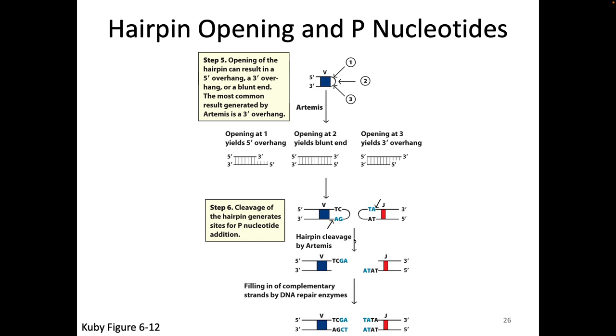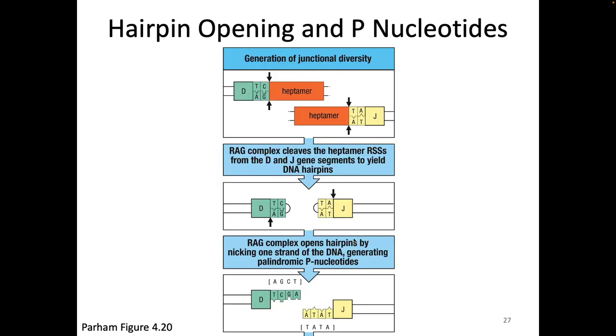And before we can actually stick those base pairs back together, the DNA repair enzymes are going to fill in that overhang. And so you can see the overhang having been filled in here before we can actually do our ligation. You can see this here as well from your textbook. Here you can see the cuts right by the heptamer. You can see our little hairpin.